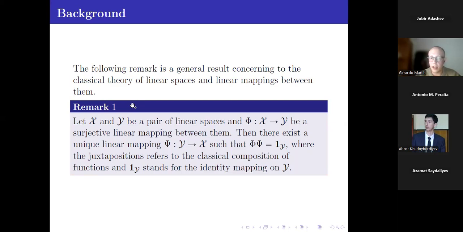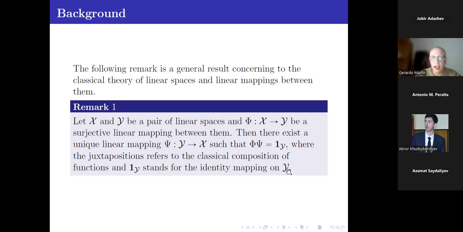Before stating the main results of this study, I want to make a brief remark, because it's one of the techniques we applied, and it's a general result concerning the classical theory of linear spaces and linear mappings between them. It's the following: we have a pair of linear spaces, X and Y, and a surjective linear mapping phi between them. Then there exists a unique linear mapping psi from Y to X such that the composition phi psi is equal to the identity mapping on Y, where the juxtaposition refers to the classical composition of functions.